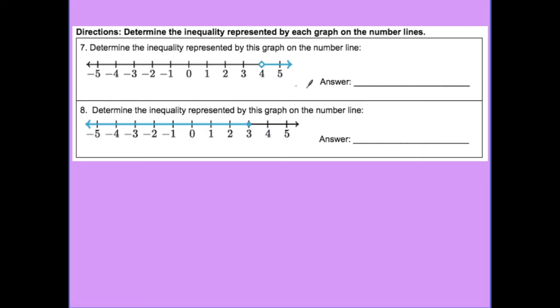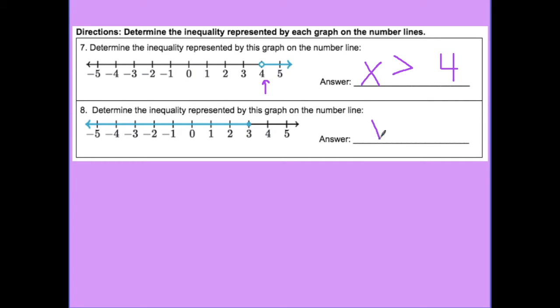All right, number 7, we have to make up the inequality by ourselves here. So I'm going to use a letter, I'm going to use x, and compare it to the number I see, which is 4 right here. And it's going to be greater than. I look at this, and it's an open circle, so it stays as greater than. We do not write the equal to sign at the end here.